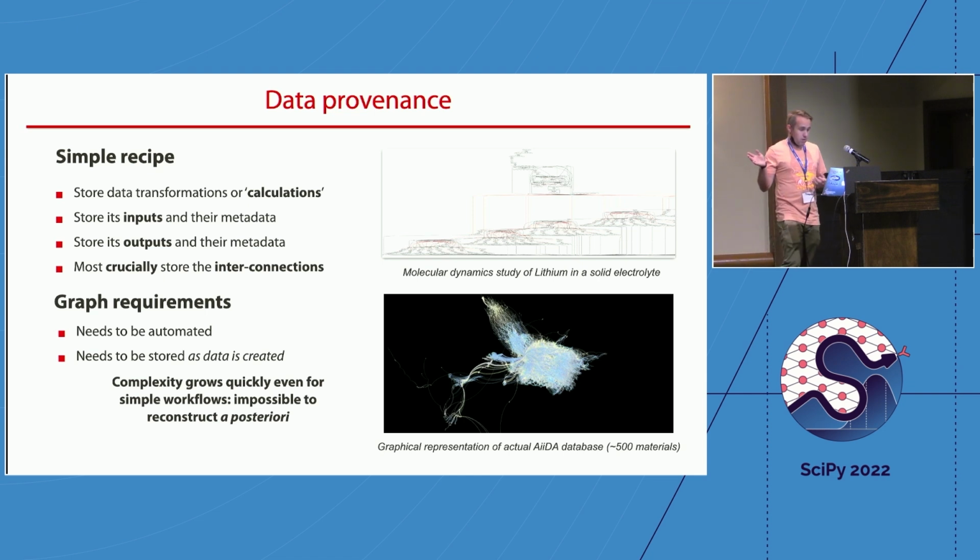At the bottom right here is a graphical representation of an actual database with calculations of basic electronic properties of around 500 materials. So not actually a particularly high throughput study, yet the amount of connections you have in the database is already so large that it's essentially impossible to reconstruct later. Even the most diligent of us will not really be able to reproduce in detail what has been done and describe it in a paper.